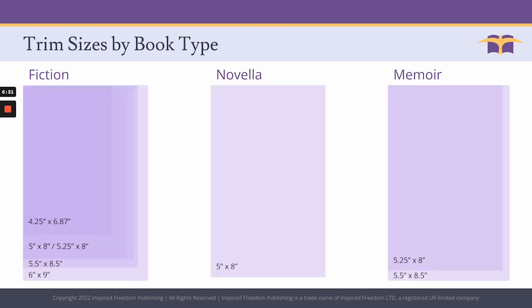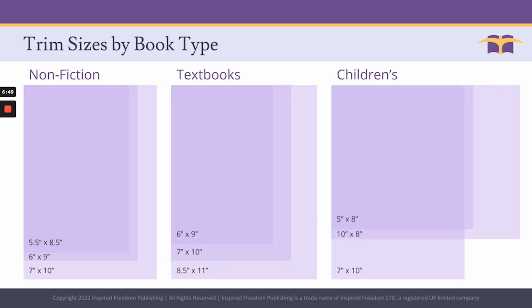Now let's look at it visually on here because it's easier to see the different variations of sizes among these types of books. So you can see fiction, there's basically 5 different sizes there. Novella generally just has 1 size. Memoir has 2 sizes. And you see nonfiction has 3, textbooks have 3, and also children's have 3 different sizes.